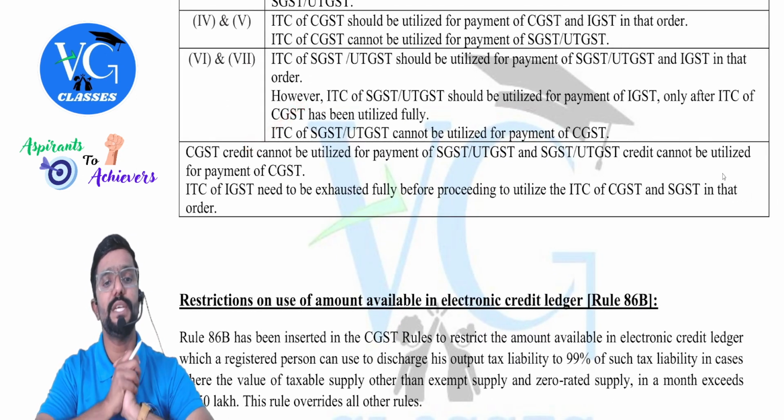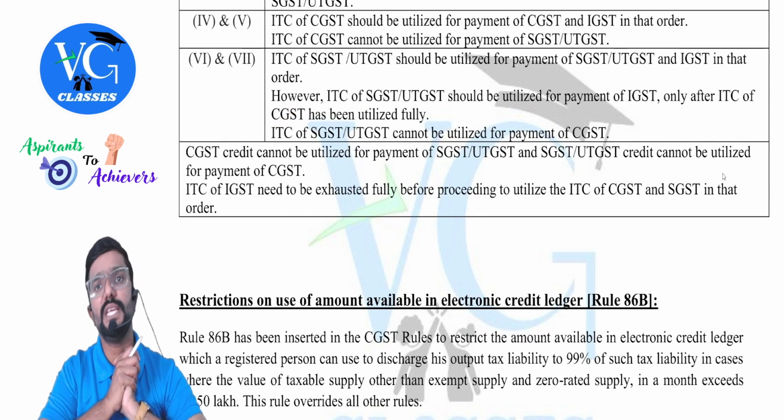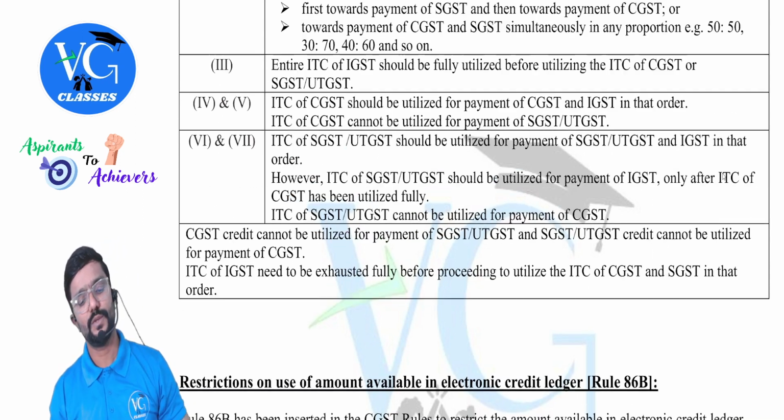ITC of SGST or UTGST cannot be utilized for the payment of CGST. The last one: CGST credit cannot be utilized for payment of SGST or UTGST, and SGST or UTGST credit cannot be utilized for payment of CGST. ITC of IGST needs to be exhausted fully, exhausted means fully use it, before proceeding to utilize the ITC of CGST and SGST in that order, guys.